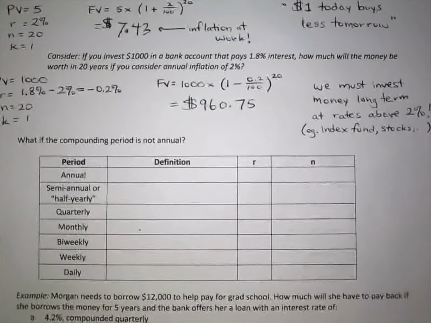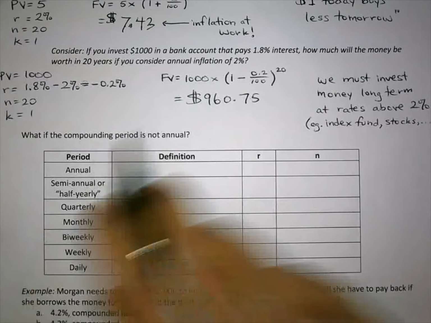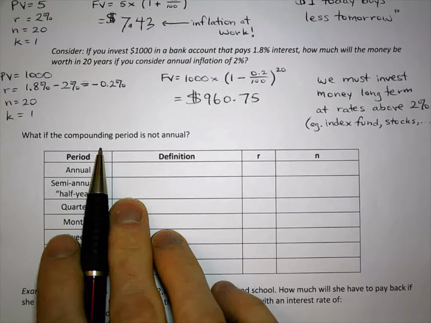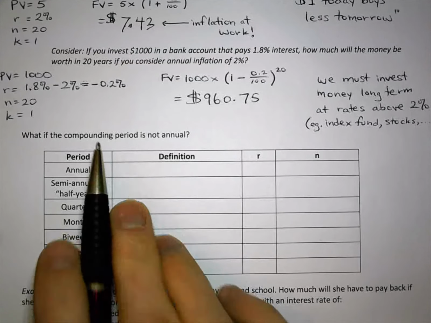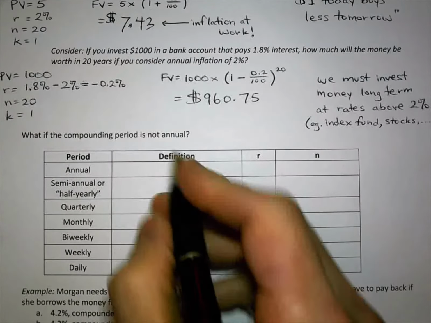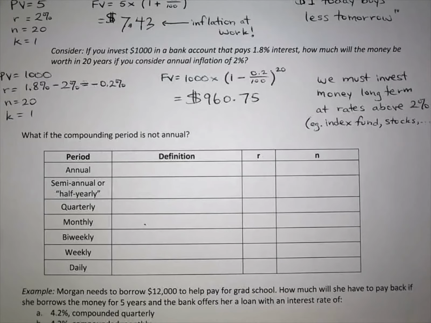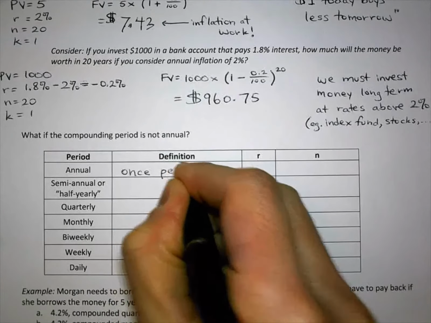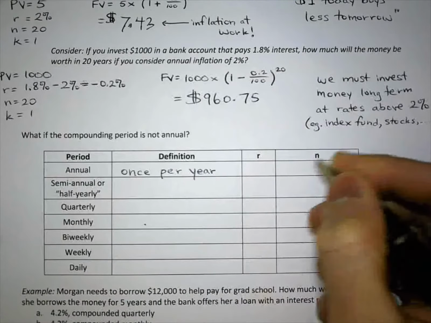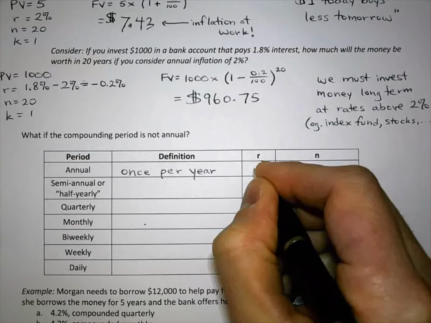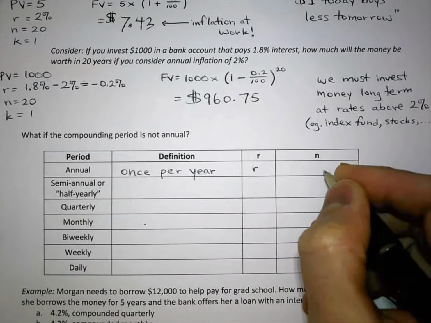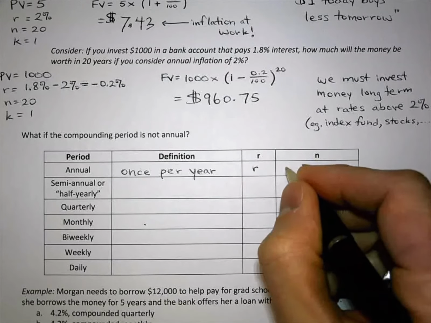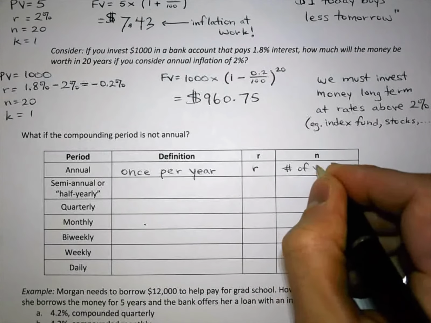Okay, now let's talk about this compounding period. So far, we've always talked about doing things every year, but interest can be compounded more frequently than every year. So annual, we already did this one. This means once per year you're getting interest. Let's say you're getting that interest on December 31st. So that would be your rate: the interest rate is R, and N is the number of years.